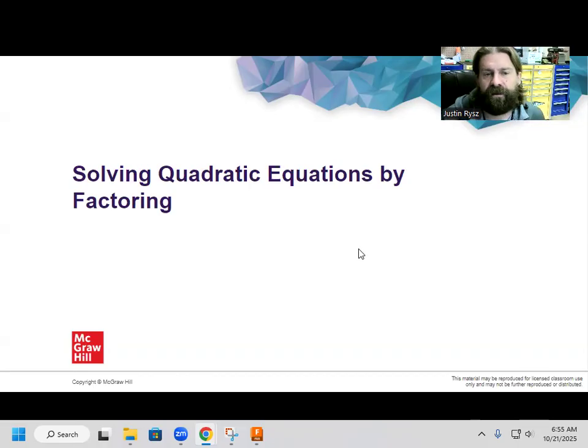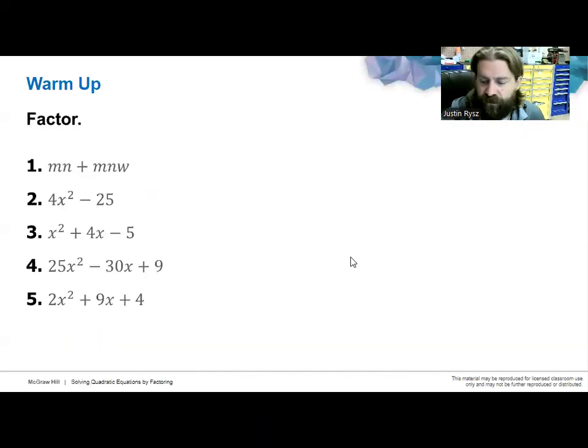So we're going to be looking at solving quadratics by factoring here. So let's start warming up here. Go ahead, pause this video and try to factor each one of these expressions here.